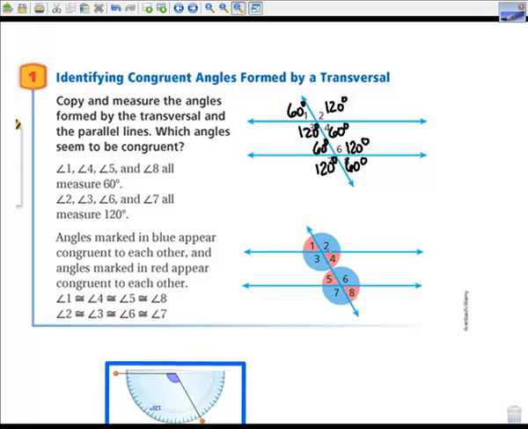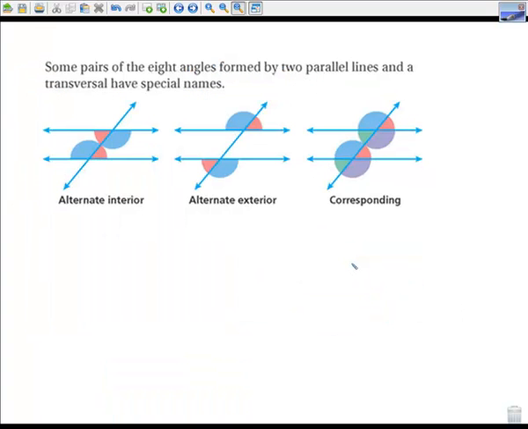We don't generally shade them with colors when we have our own diagram. What we would do is I would show with one little arc that angle 1 and 4 are congruent. Angle 4 and 5, I'm having the same amount of marks, and 5 and 8. To show the difference, for angle 2, I would use two little arcs, and then 2 and 3 are congruent, and then 6 and 7. So that's how we would show it if we don't have access to colors.